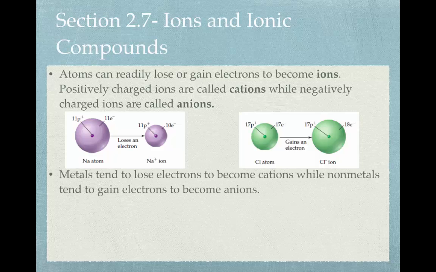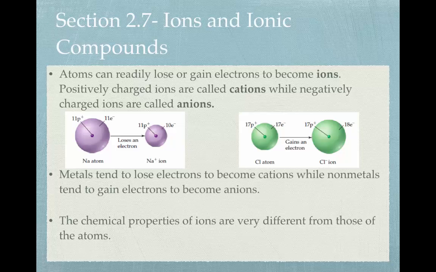Metals, which we'll learn about later on why they do this, tend to lose electrons to be cations, as you can see on the left-hand side, and nonmetals tend to gain electrons to become anions. The interesting thing for you to know is that the chemical properties of these ions are very different from their atoms. So for example, a sodium atom, if you leave it out in the open, will react violently with the water in the air, while Na+, the ion, is something that we eat every day in sodium chloride. So the sodium atom and the sodium ion are very different. One is very reactive while the other one is not.